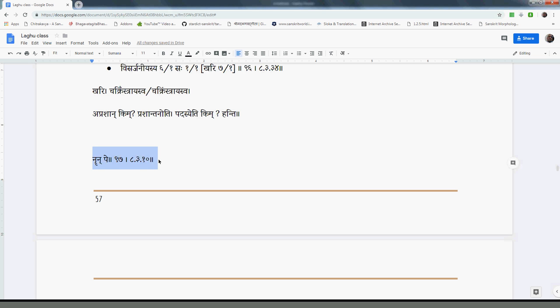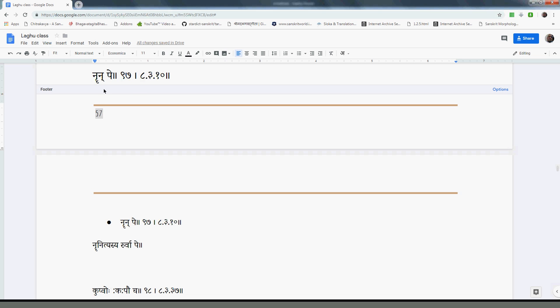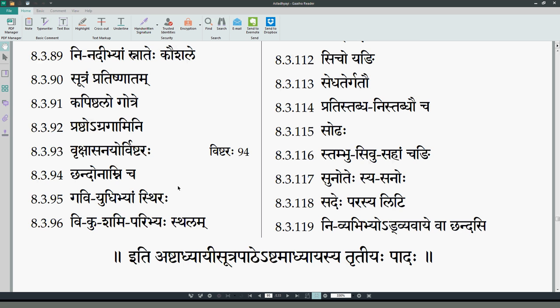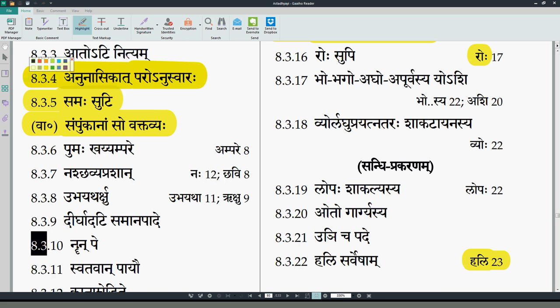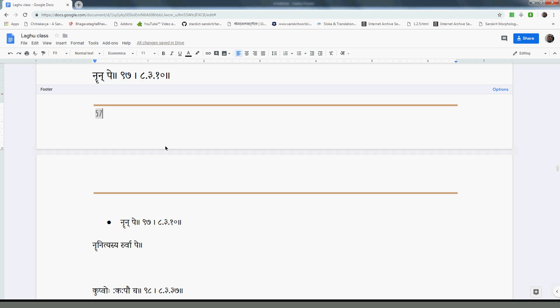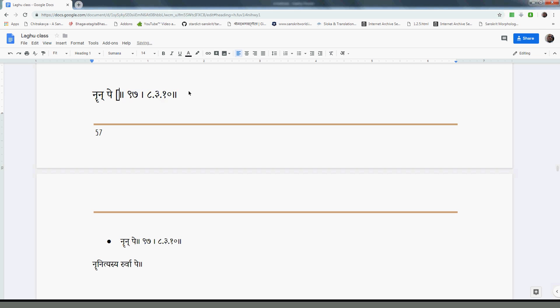Next sutra is nrunpe. Nrunpe, what does it say? You look at 8310. 8310 is the sutra, nrunpe. So here, this ubhayata goes till 11. So you have nrunpe ubhayata. Not here, sorry. So here you have ubhayatha, from the earlier sutra, nrunpe.